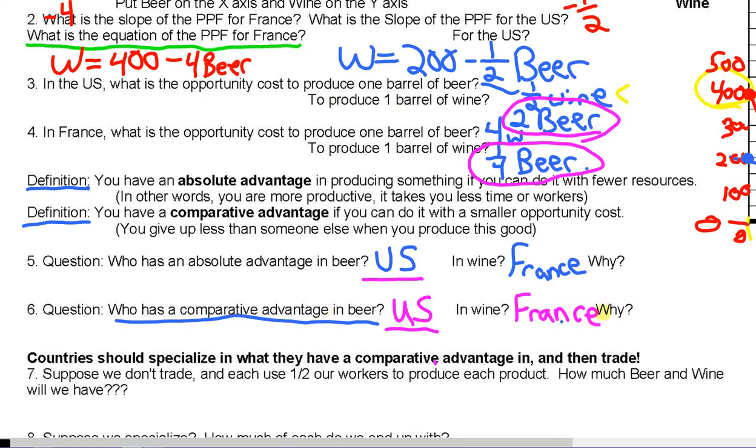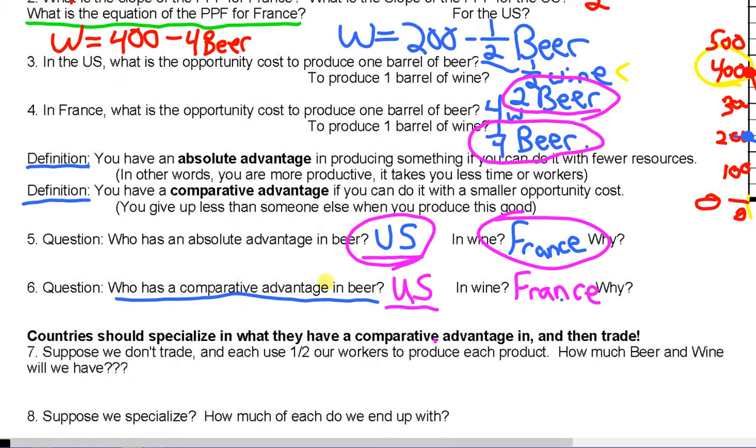But don't guess that it's the same thing as who has the absolute advantage, right? Make sure you consult these definitions and you understand why this is true. So, what's the point? Well, let's try to get to the punchline here.